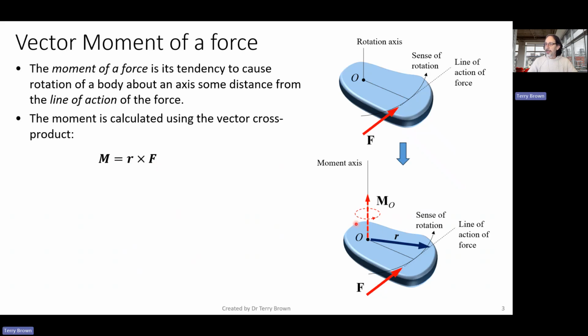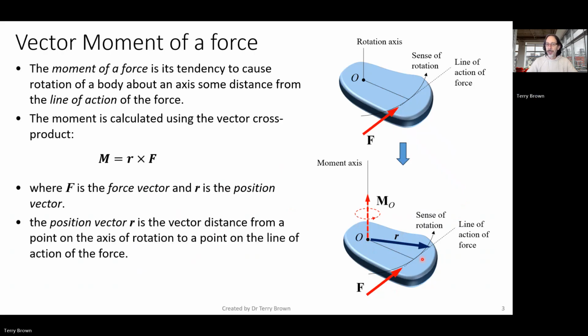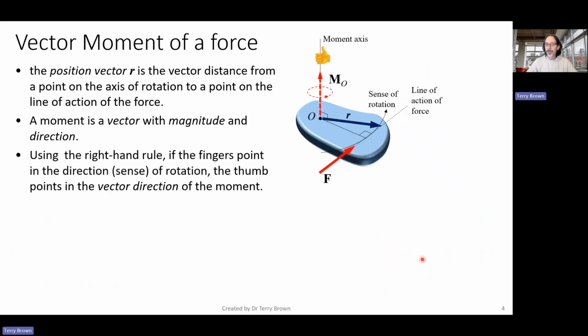where R is what we call a position vector to the line of action of the force. Okay, so we have force, which we know is a vector, and then the position vector, which we use to calculate the moment, is the vector from the point we want to calculate moments about to any point along the line of action of the force. Okay, which I've just put there in the dot points in the PowerPoint.